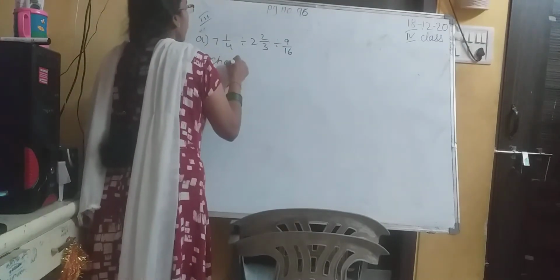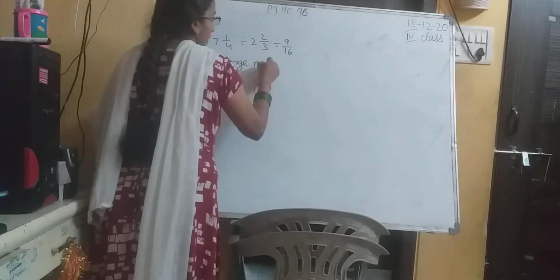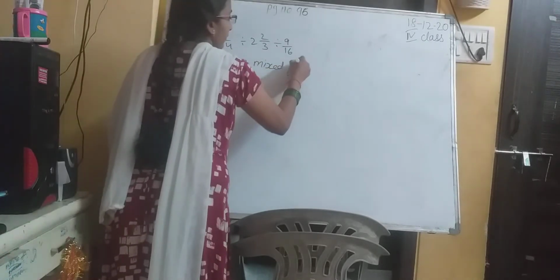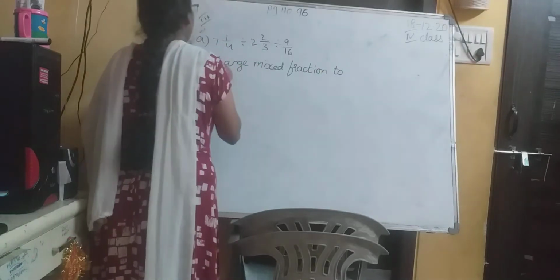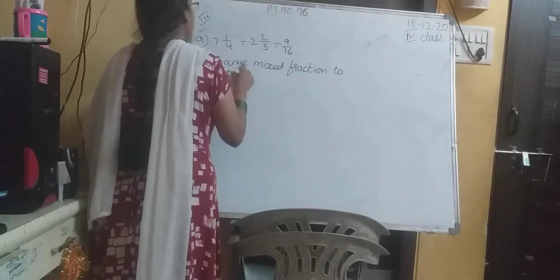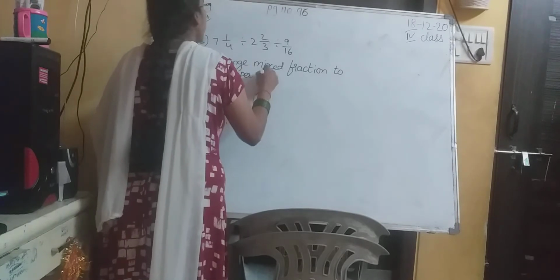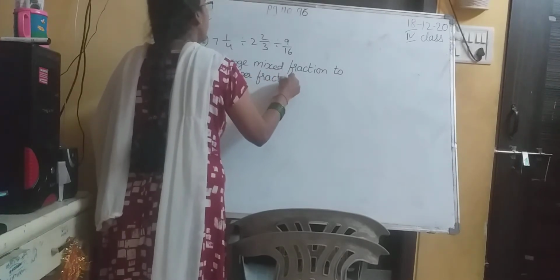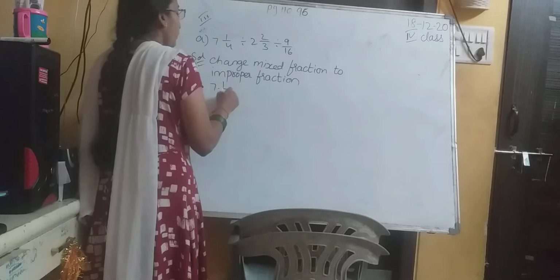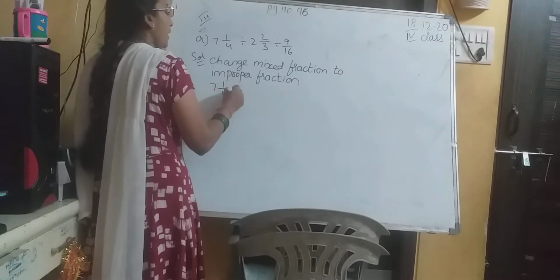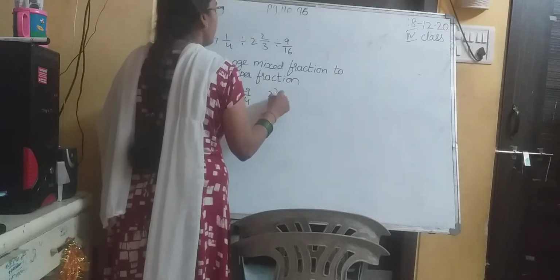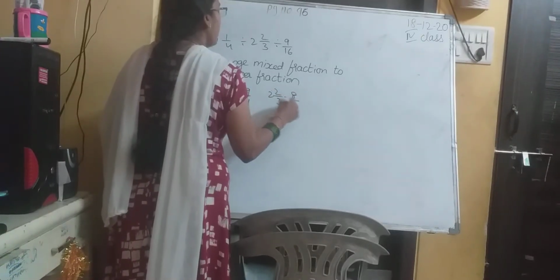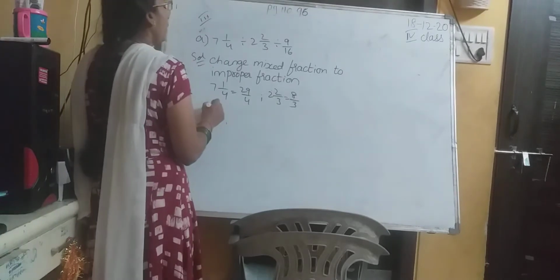First, change mixed fractions to improper fractions. What do you have in the mixed fraction? 7 1 by 4. 7 4s are 28, 28 plus 1, 29 by 4. And the next one is 2 2 by 3. 3 2s are 6, plus 2, 8 by 3.